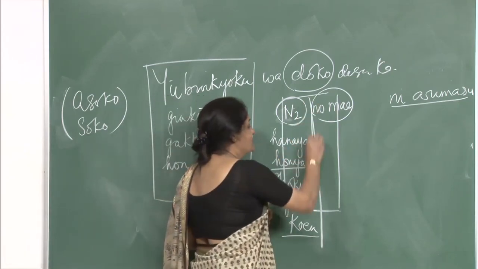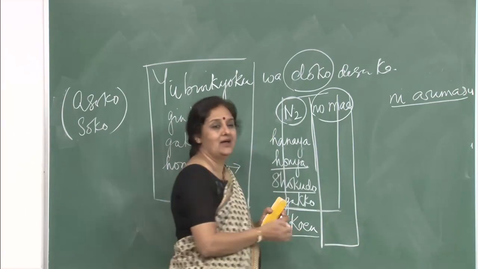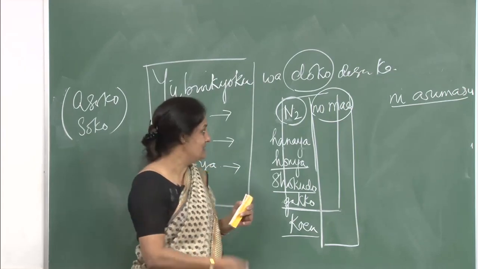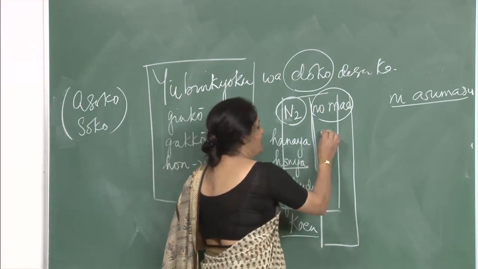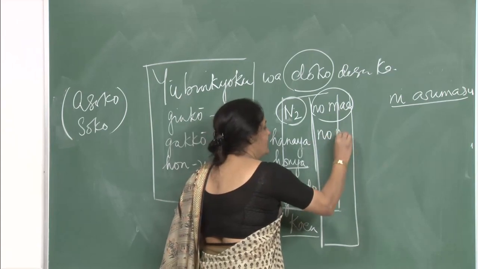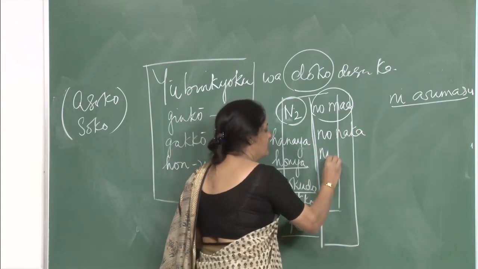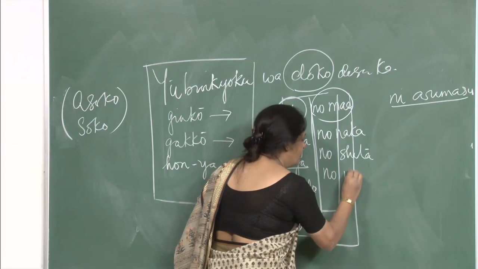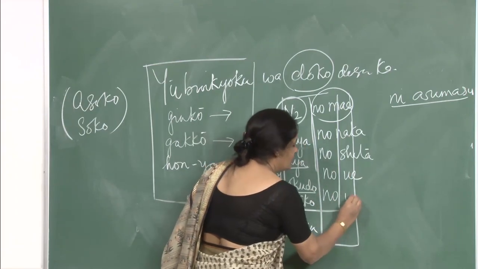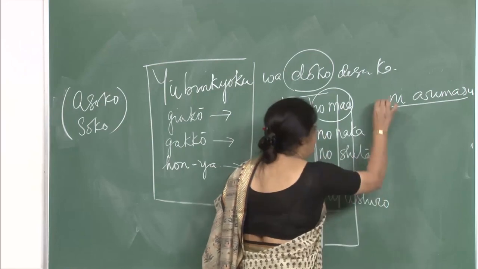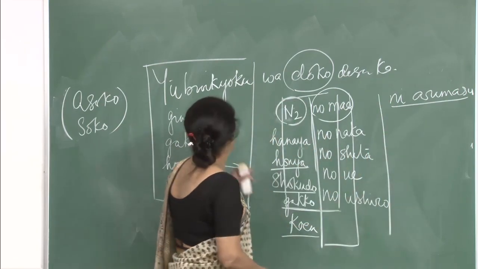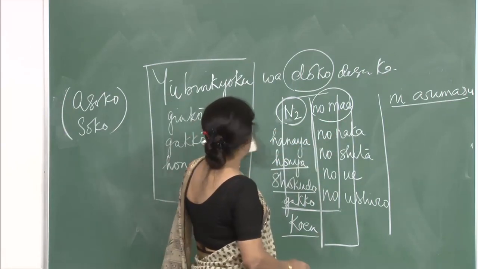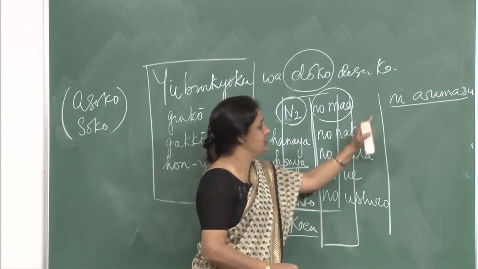So well, instead of just mai, which means in front, you can have other locational words like this. They are called locational nouns in Japanese, and you could have those. No mae, then no naka, no shita, no ue, no ushiro, and ni arimasu. So ginko wa noun 2 no mai ni arimasu. Ginko wa noun 2 no shita ni arimasu.